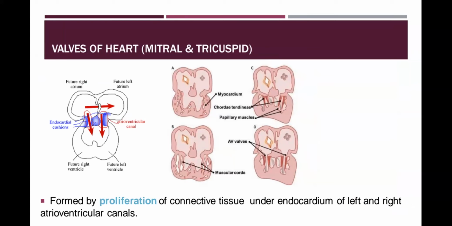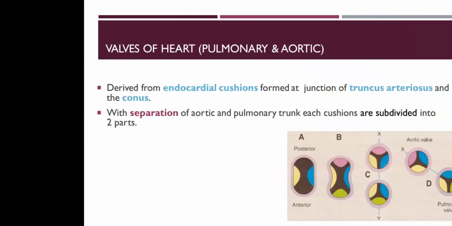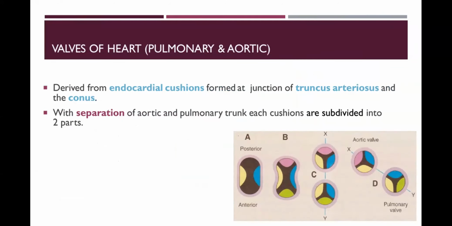Valves of the heart formation, mitral and tricuspid. They are formed by proliferation of the connective tissue under the endocardium of the left and right atrioventricular canals. And the valves of the pulmonary trunk and aorta develop from endocardial cushions formed at the junction of the truncus arteriosus and the conus.